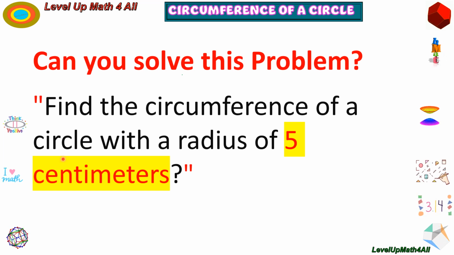That's much easier. So here you have to find the circumference of a circle with a radius of 5 centimeters. I wish you can go and solve this one. It's going to be pretty easy. As I mentioned, this radius is in centimeters, so your answer should be in centimeters. If the radius is in meters, your answer should be in meters when you are solving for circumference.